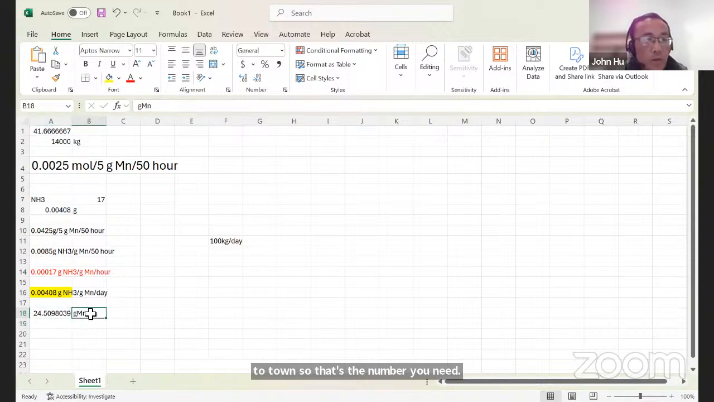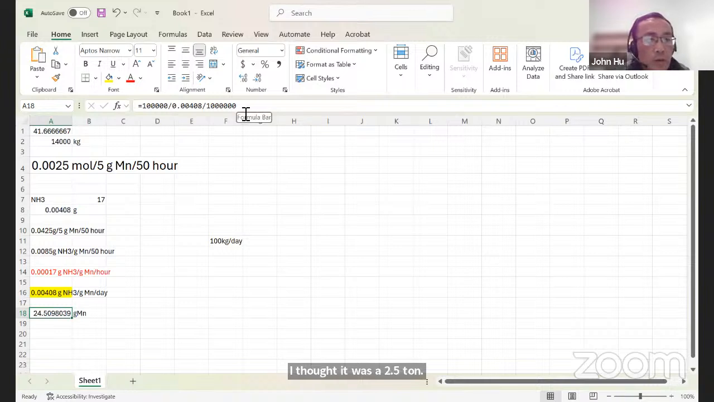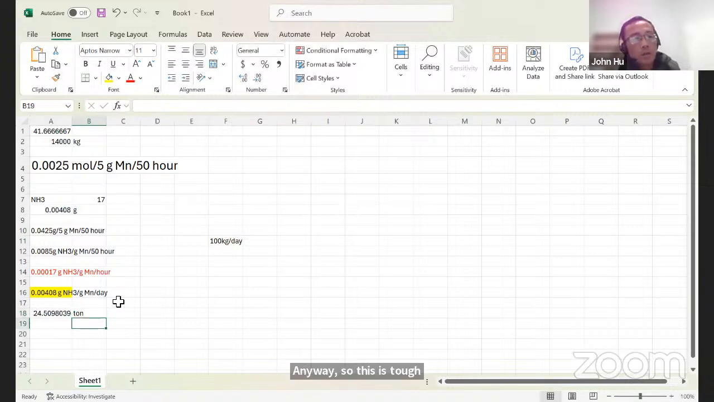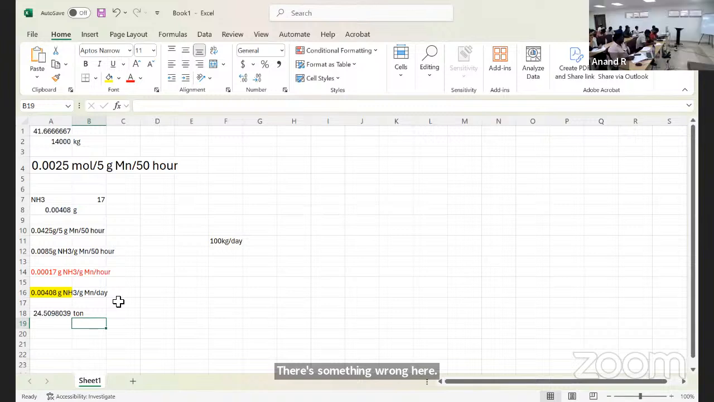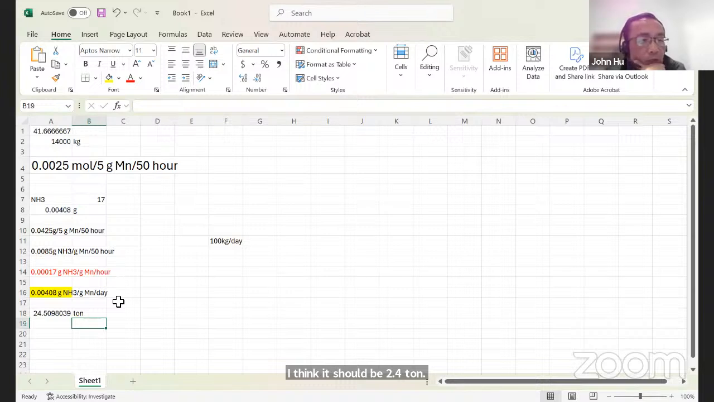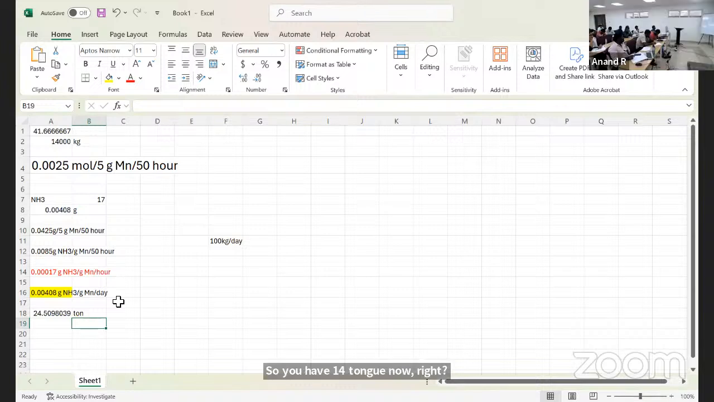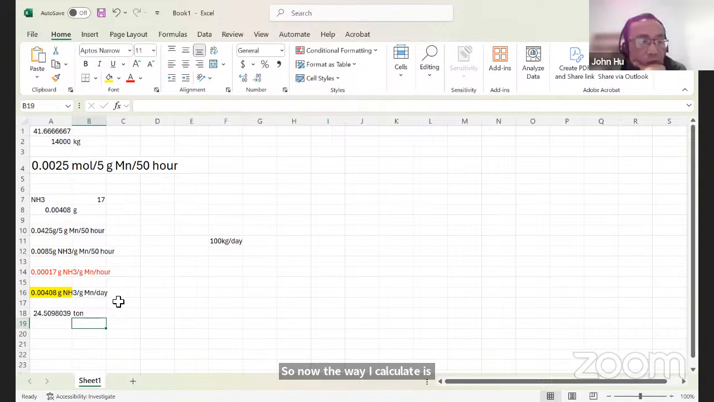I think I got even bigger. I thought it was a 2.5 ton. 100,000 kg per day. Anyway, so this is ton. I think something is wrong here. I think it should be 2.4 ton. So you have 14 ton, all right? So now the way I calculate is 24 ton. That's even larger.